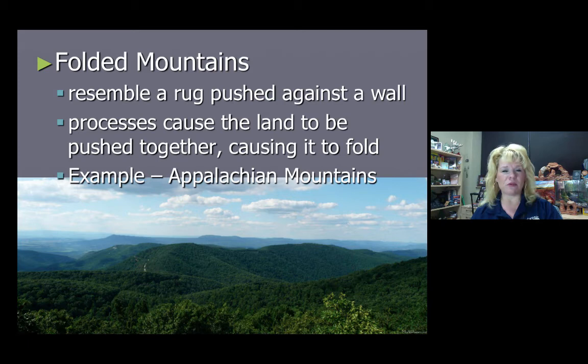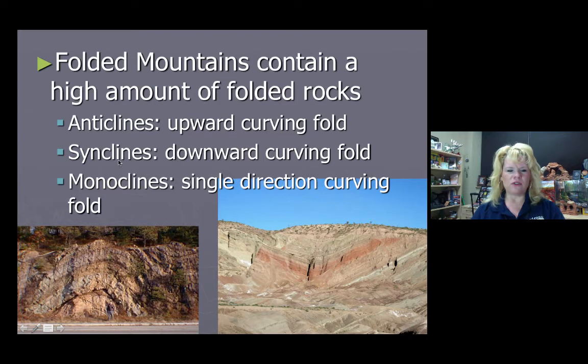Here are some examples of folds. Folds come in three different types. They come in anticlines, synclines, and monoclines. So I'm going to show you an anticline first. Notice that the fold has been bent upwards like an arch. That's an anticline. Over here, do you see how they are bent upwards like this?